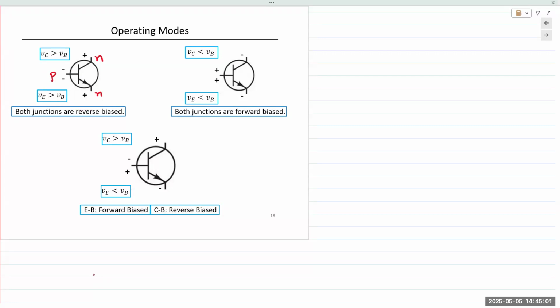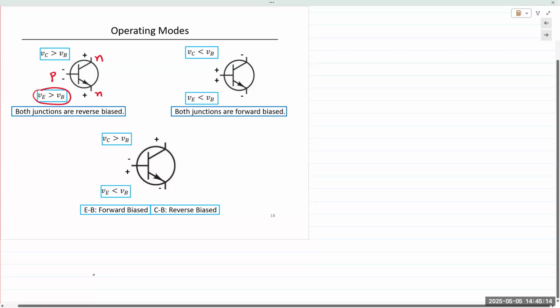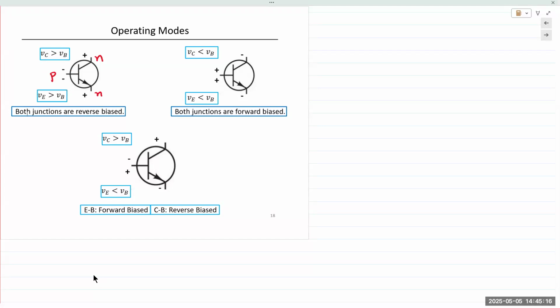So this one right here, where the emitter voltage is higher than the base voltage, would mean the N-type material is at a higher potential than the P-type material. So the PN junction is off. Reverse bias, it's off. So this mode results in the transistor being cut off.